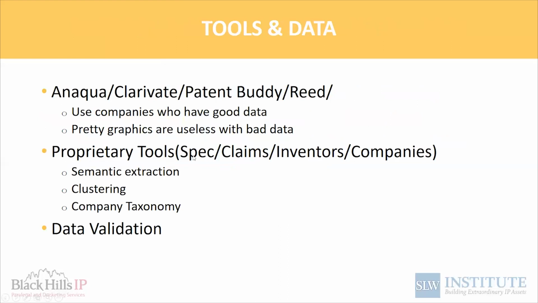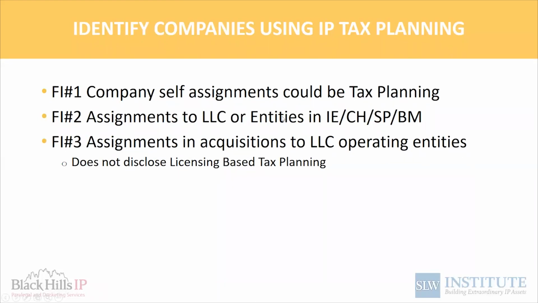We tend to look a lot at companies that transfer and assign to LLCs or entities in Ireland, Switzerland, Singapore, or Bermuda. Another good indicator of tax planning. We also look at assignments when a matter is purchased from another company. It doesn't go to the core company, the main company. It'll go to an LLC operating entity. Most of the large patent companies out there have LLC or LLP entities that they use for transfer assignments and acquisitions. So a lot of times when we're doing this type of backwards analysis to see who's tax planning with their patents, we look for these entities coming out.